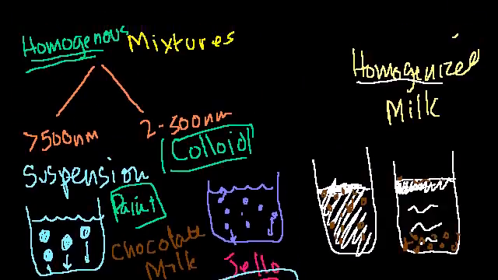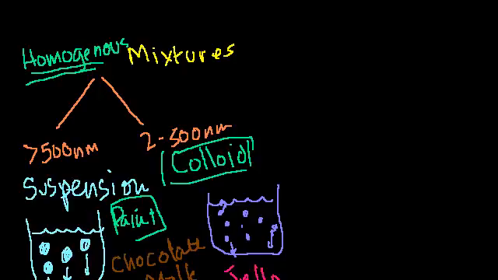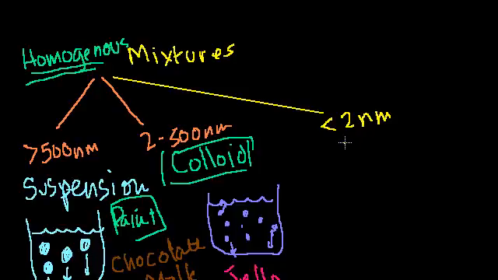Now, if you get below 2 nanometers, and I'm running, maybe I should eliminate my homogenized milk. If you get below 2 nanometers, oh, I'm trying to draw in black. So if you're less than 2 nanometers, you're now in the realm of the solution.